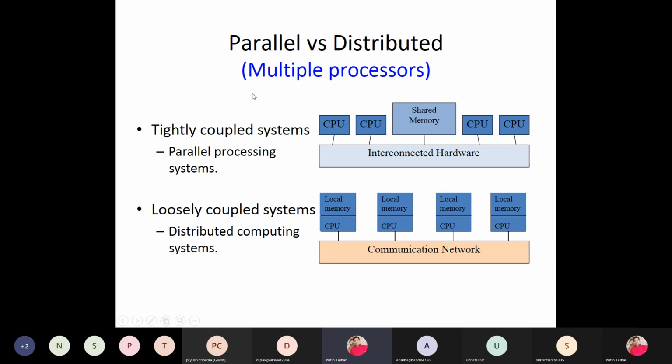So here some of the differences are given. In a parallel processing system, it is a tightly coupled architecture, so you can say the interconnected hardware, processors and some shared memory. In case of distributed computing, every distributed system has its local memory also and some shared resources also. So there is very little difference in that case.